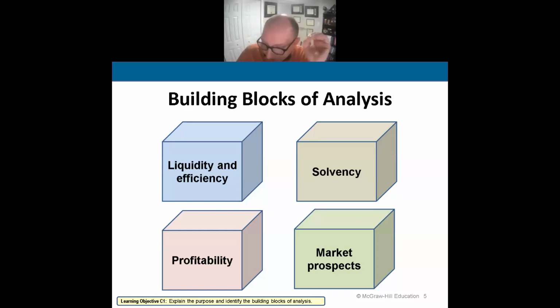Oh, this next one's easy. Profitability. Very straightforward. It simply means that the company can generate a profit. There's a couple of measures of profitability, things like profit margin. We'll talk more about this. And the last one is market prospects. The marketability of the company simply means we're talking about shares of stock, bonds, equity. That's the market area.